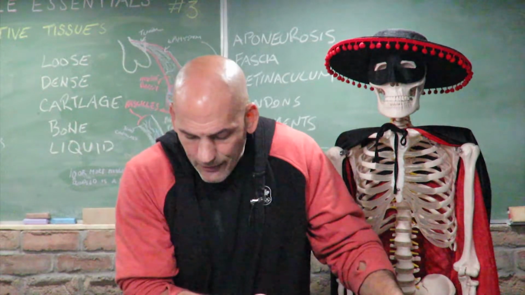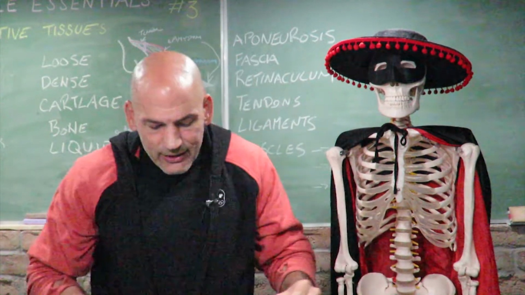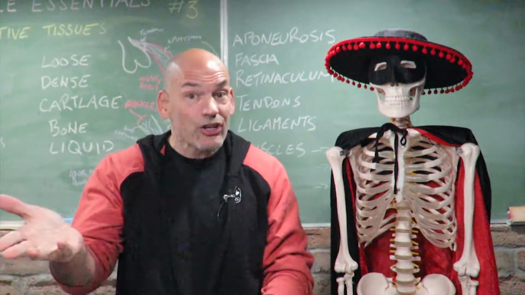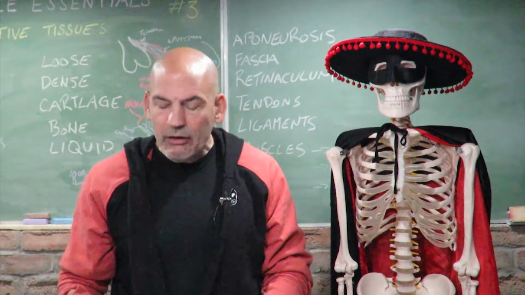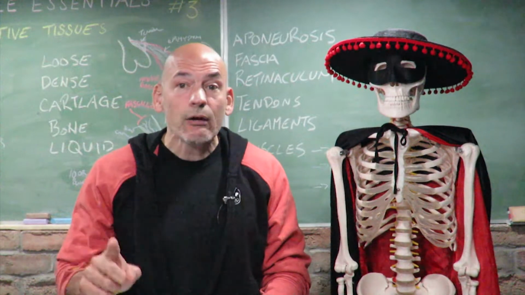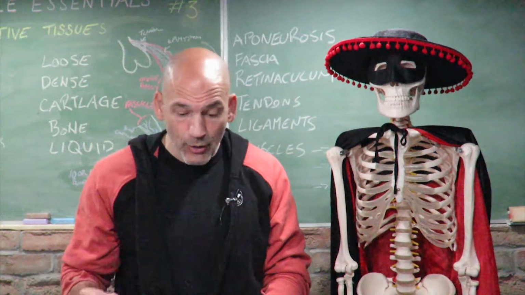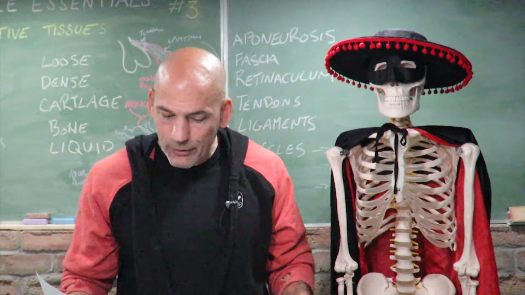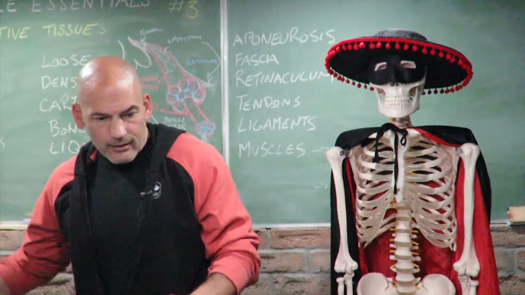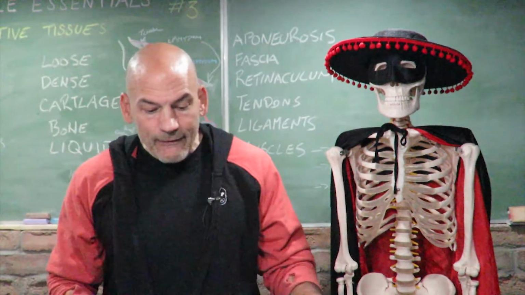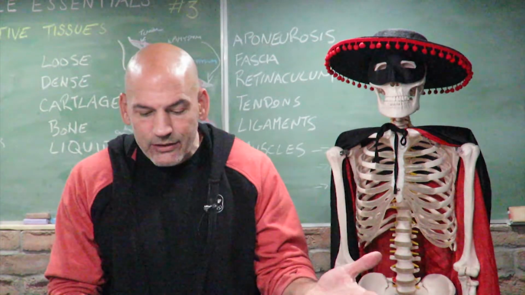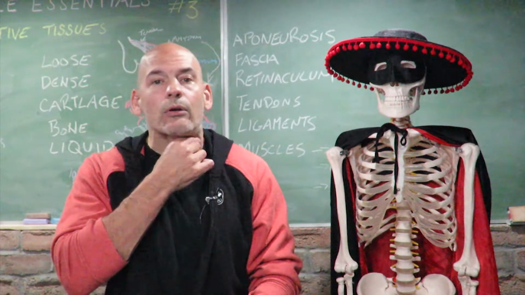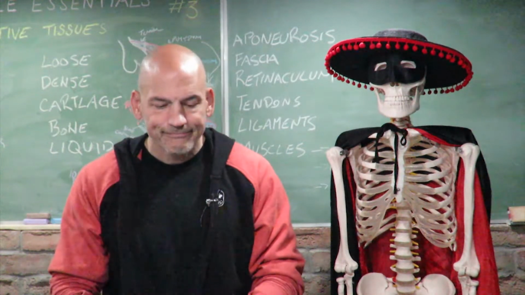So there's also dense irregular connective tissue, which is found in fascia beneath the skin, around muscles and other organs, including the pericardium of the heart and the periosteum of bone. Remember that, periosteum of bone. And lastly, there is elastic connective tissue, which is found in lung tissue, walls of elastic arteries, and your vocal cords.